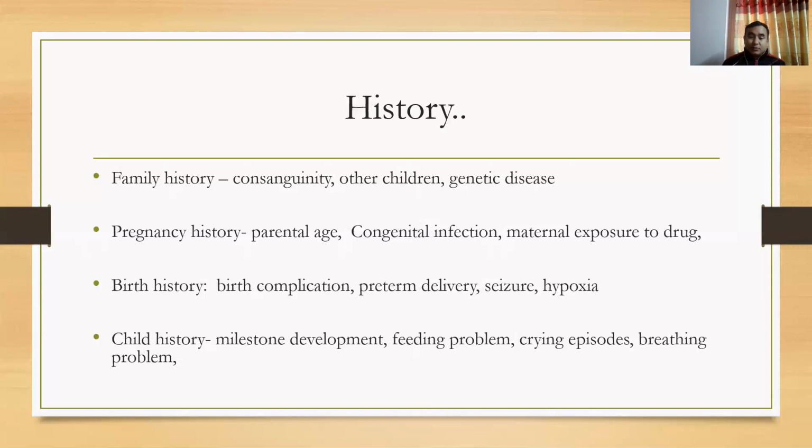And we should also note the crying episodes. Abnormal high pitched crying usually suggests a central cause, whereas a weak cry suggests a peripheral cause, and a fatigable cry suggests neuromuscular junction disorders. Similarly, we should also ask regarding the history of breathing problems, because if someone has myopathies or neuromuscular junction disorders, then the child can have breathing problems as well.